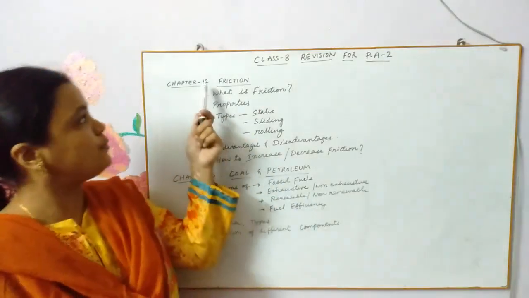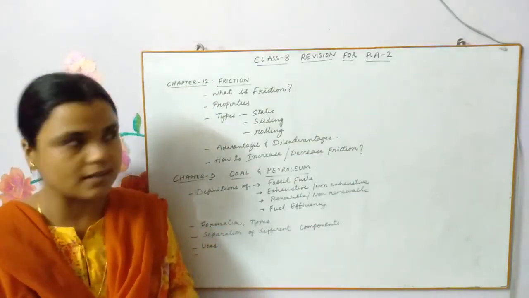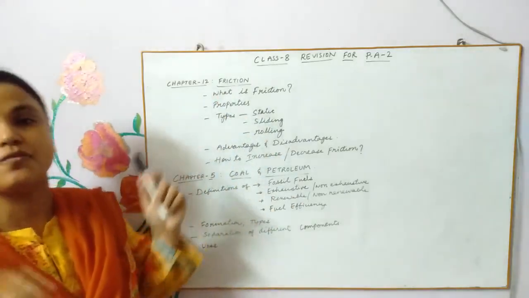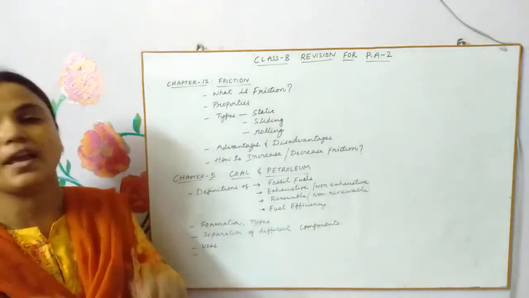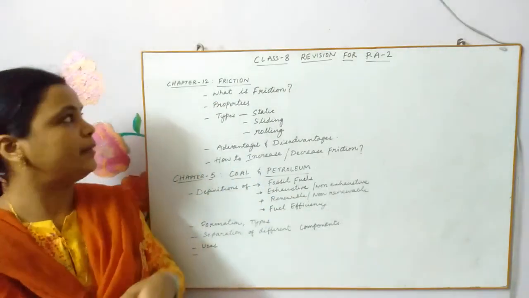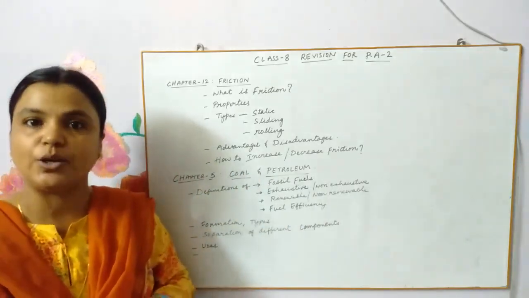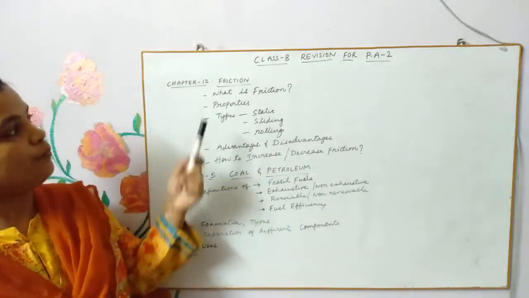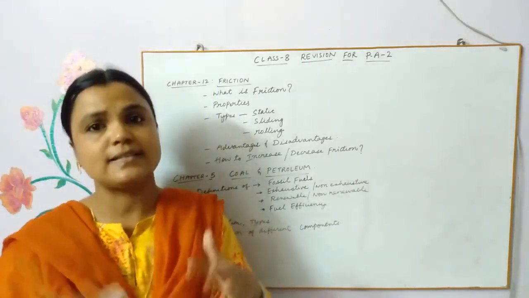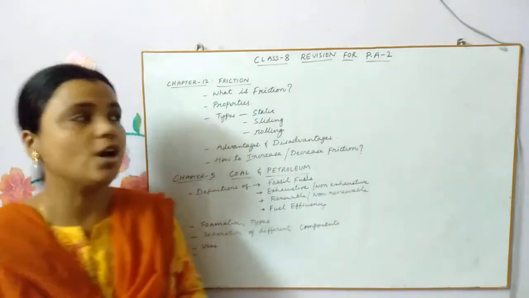So we have chapter 12 friction and chapter 5 coal and petroleum for our PA2 syllabus. For our PA2 exam, we have two chapters in physics and chemistry, that is friction and coal and petroleum. Friction we completed, I think, last month, and then we completed our coal and petroleum chapter. Now let us see one by one what key points have to be revised once again so that you score good marks in your exam.